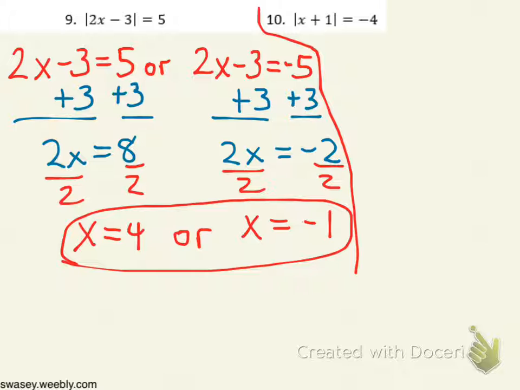On number 10, we have the absolute value by itself equal to a negative. Now think about this. There's no number or expression that we can take the absolute value of and get a negative. So the absolute value of x plus 1 equal to negative 4, since the absolute value is by itself equal to a negative number, it's going to be no solution. There's no number that we can take the absolute value of and get negative 4.